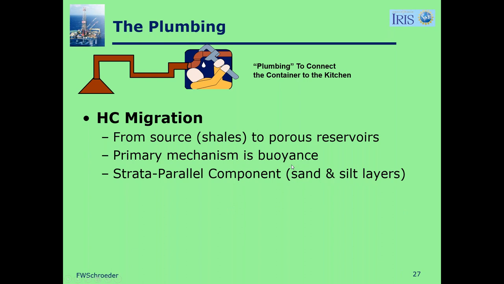Some of the migration may occur parallel to the stratal units within our basin, making use of sand or silt layers. Migration pathways do not have to have reservoir quality porosity and permeability, because we have millions of years for the hydrocarbon to percolate through the strata. And then some migration might occur across the stratal boundaries, making use of fault zones and fracture networks.